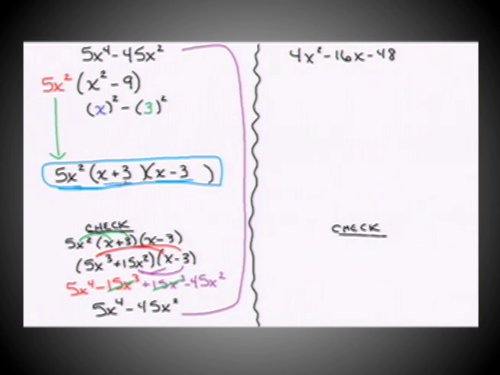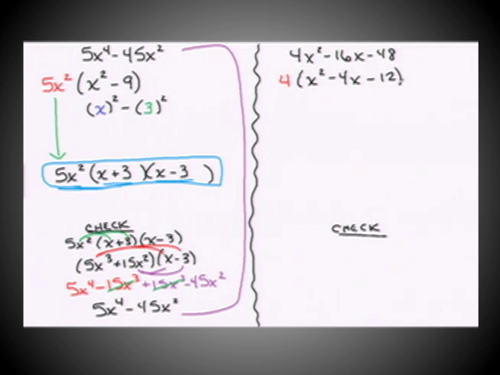Now let's move on to the example on the right-hand side of the screen. I start with 4x squared minus 16x minus 48. First step is to check and see if we have a greatest common factor. And we do. We see that a factor of 4 lies in each of those terms. And when I divide that GCF out of all three terms, I'm left with x squared minus 4x minus 12.